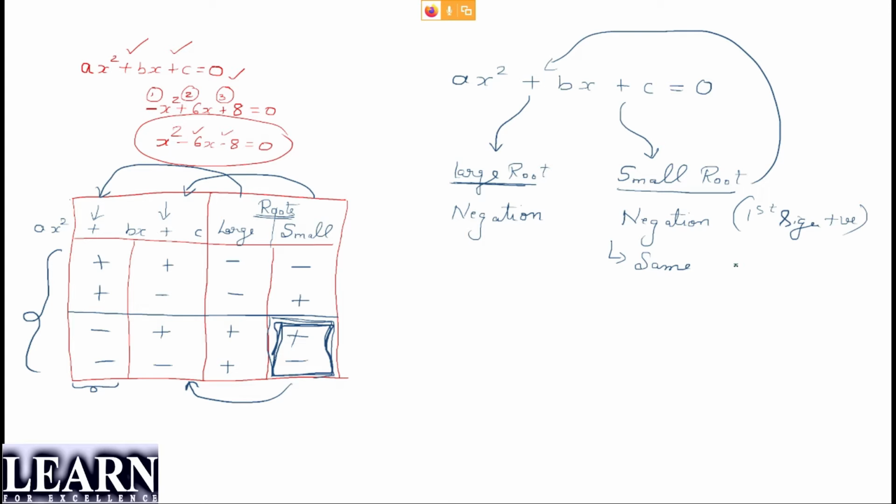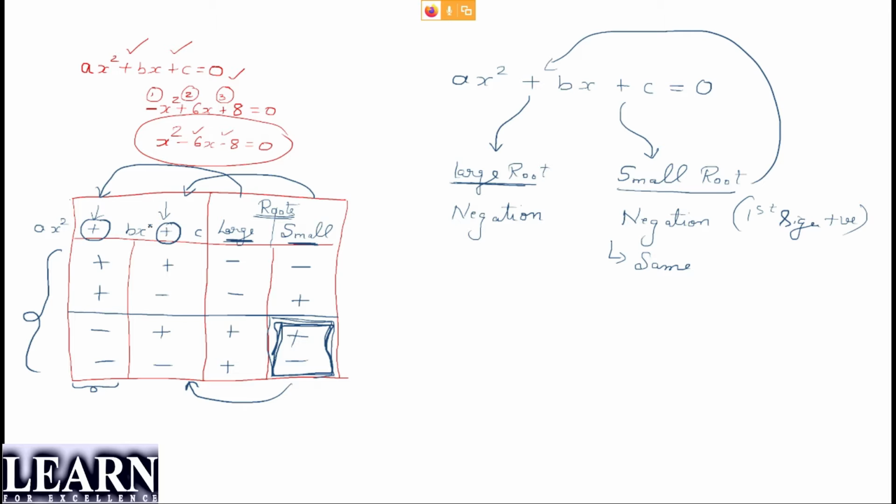Yeah, once more. Which topic, Raj Manohar? From the table? Raj Manohar, do you want me to repeat from the table or from the equation? Okay, from the table. Okay, guys, this is a table which talks about the two different roots. One is a larger root and the other one is a smaller root. This larger and smaller root depends on the first sign and the second sign.